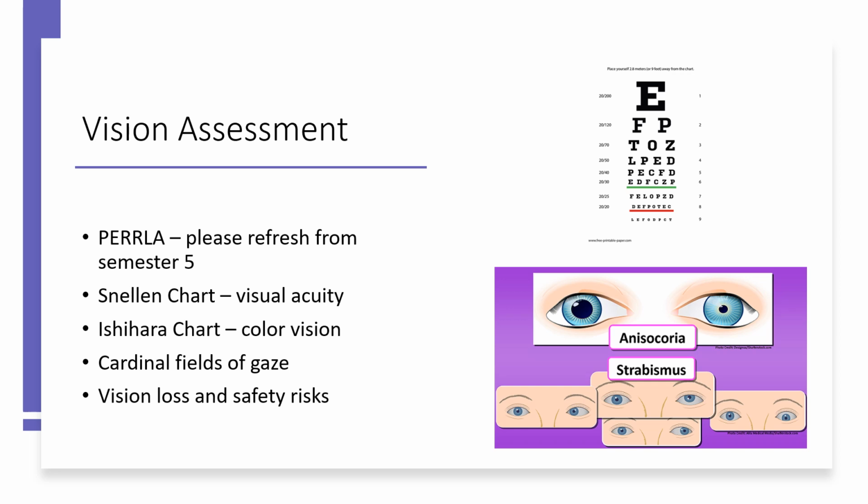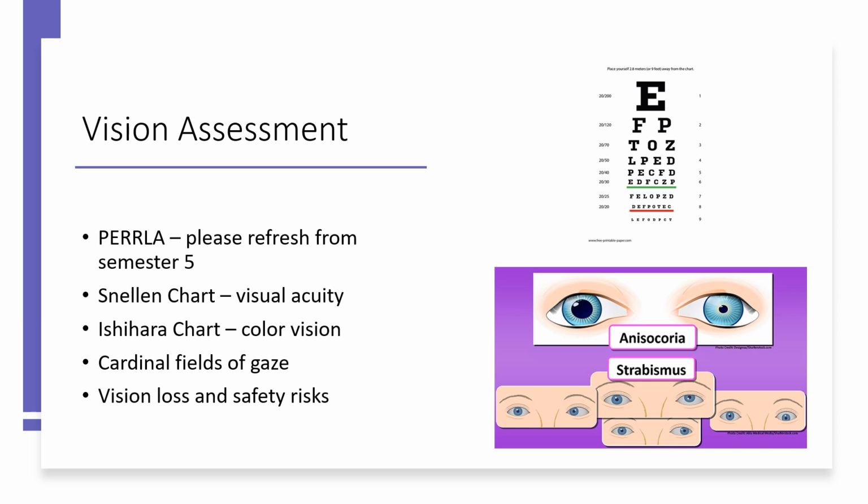Inspection, so you're going to assess the symmetry of the structures. And then we're going to do vision testing. So our Snellen chart. This assesses visual acuity and distant vision. So you have your patient stand or your client stand 20 feet away from the chart.